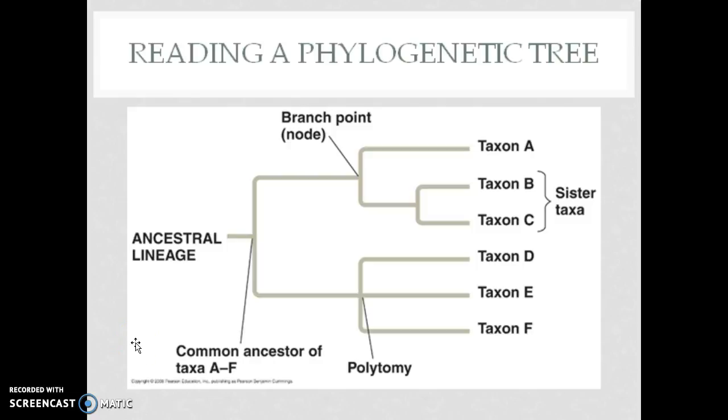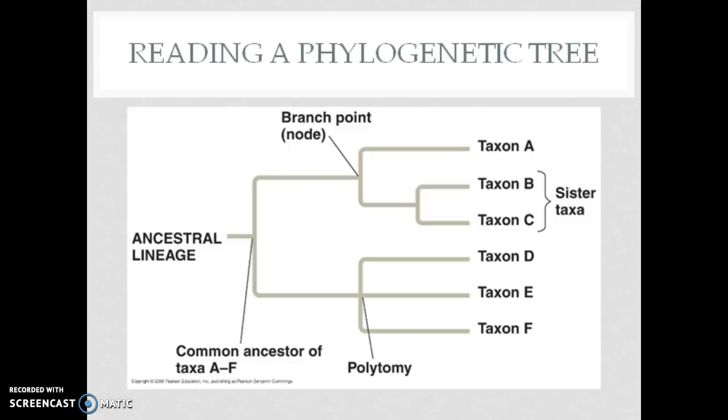Next, we have one that's not on here called a root point. A root point is usually the furthest thing to the left, which would be right here, that indicates the common ancestor to all organisms that would be found to the right of it. So whatever organism existed right here, that is the common ancestor of all these taxa.